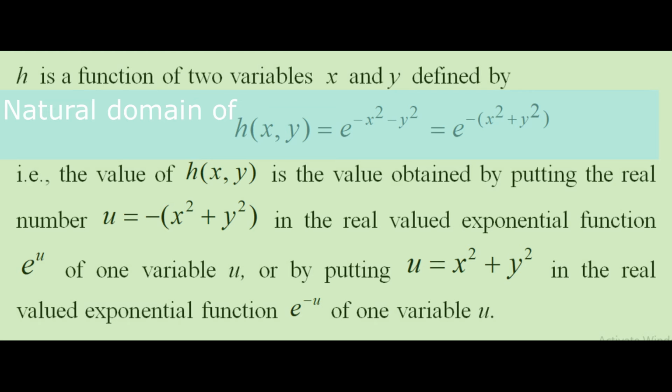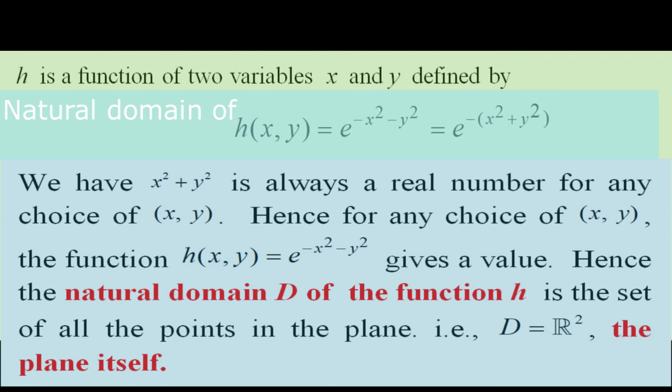We note that e^(-x^2 - y^2) = e^(-(x^2 + y^2)). We have x^2 + y^2 is always a real number for any choice of ordered pair (x, y). Hence, for any choice of ordered pair (x, y), the function h(x, y) = e^(-x^2 - y^2) gives a value. Hence, the natural domain D of the function h is the set of all points in the plane. That is, D = R^2, the plane itself.